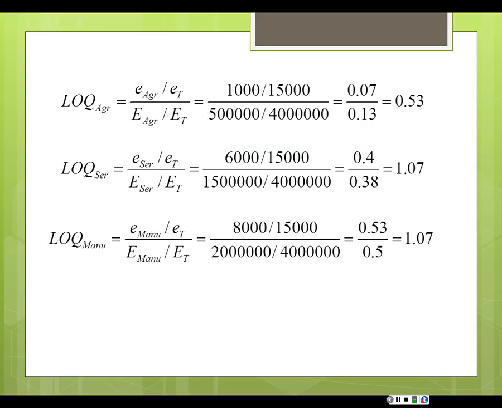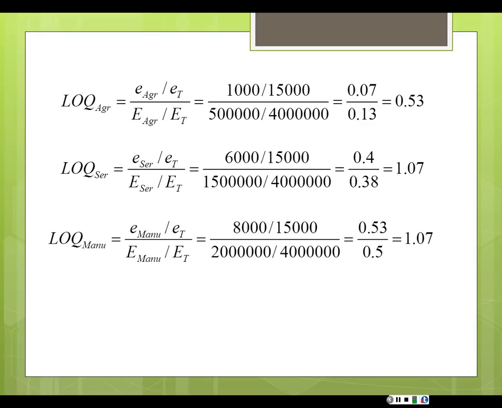And another industry is manufacturing. So for the location quotient of manufacturing, you look at the share of manufacturing employment in a region divided by the share of manufacturing employment in a country. And in the region, you have 53% of workers working in the manufacturing industry, and in the nation, you have 50% of workers working in this industry. And your location quotient is 1.07. That's bigger than 1. That means your region's economy may have a strength in manufacturing as well.